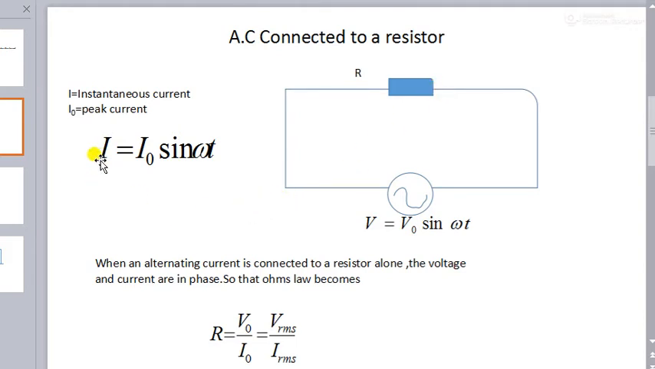The instantaneous current is observed to have a value of I naught sine omega t, and this is exactly the same form as the voltage applied, V naught sine omega t. So the phase angle, the angle of the sine here is omega t, which is theta. Theta is equal to omega t from the rotating component. Of course, we understand what we mean by rotating component.